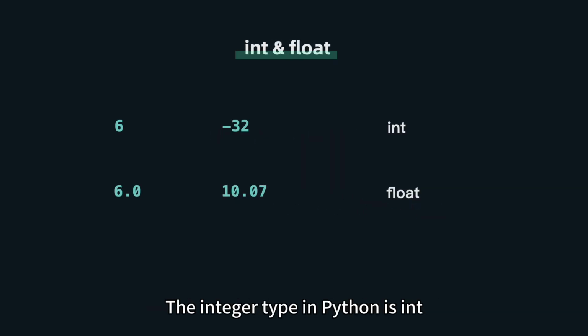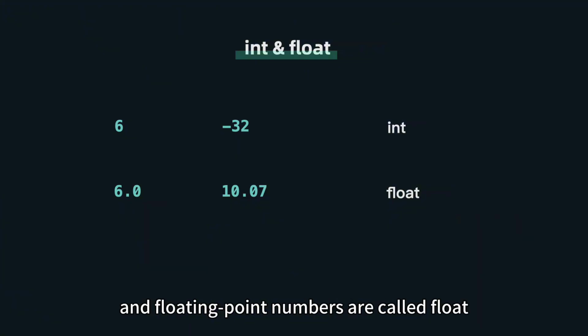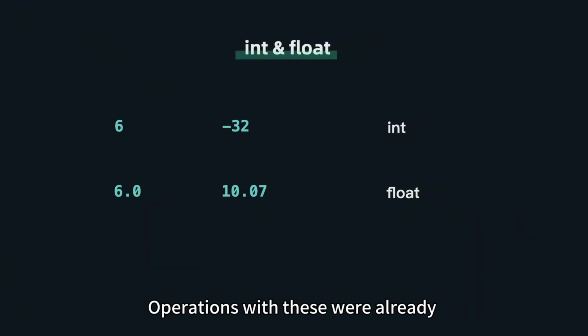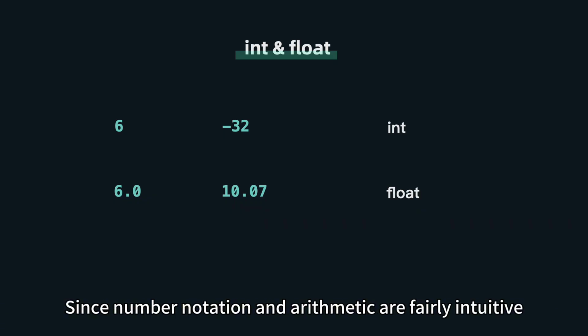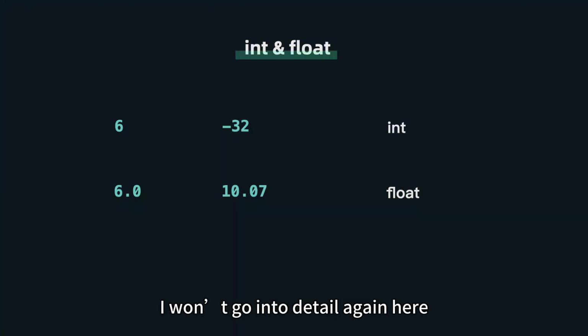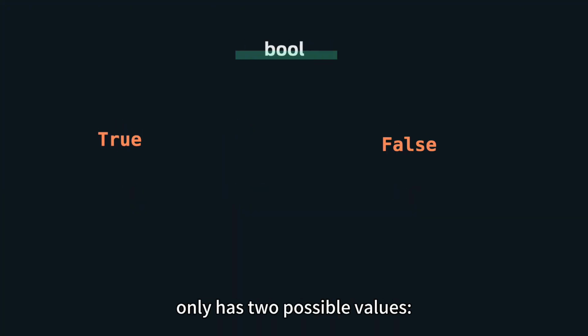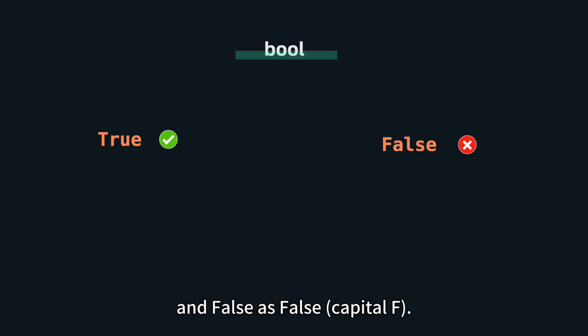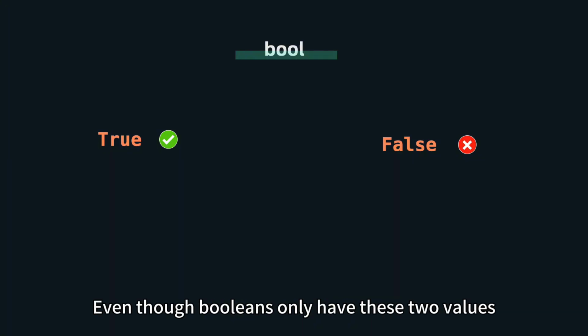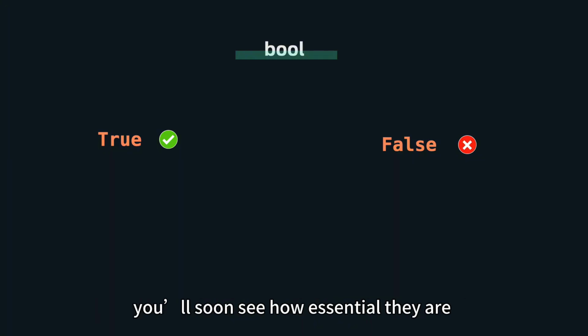The integer type in Python is int, and floating point numbers are called float. Operations with these were already covered in the earlier video on math in Python. Since number notation and arithmetic are fairly intuitive, I won't go into detail again here. The Boolean type, bool, only has two possible values, True and False. True is written with a capital T, and False with a capital F. Even though booleans only have these two values, you'll soon see how essential they are when we get to logical conditions. For now, just remember they exist.